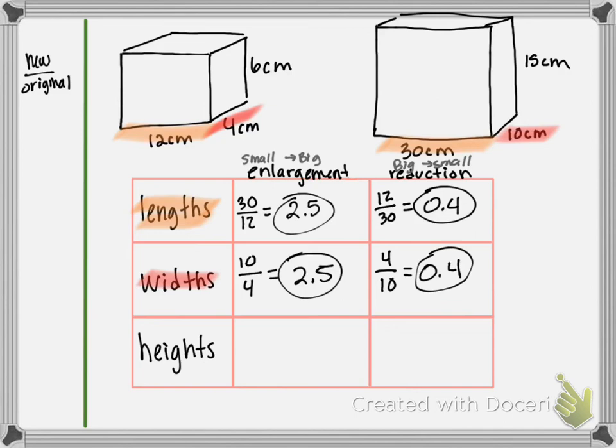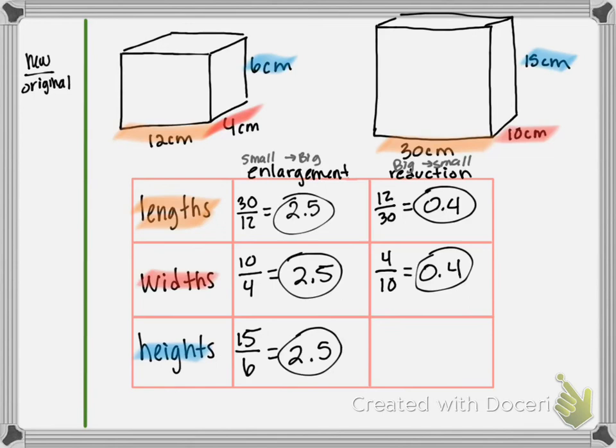Okay, and if we did everything right, and these are similar figures, the height should have the same scale factor. Okay, but let's go ahead and make sure. So from small to big, our original would be 6, and our new would be 15. So we got 15 divided by 6. Put that in the calculator, you get 2.5, and yes, it is.